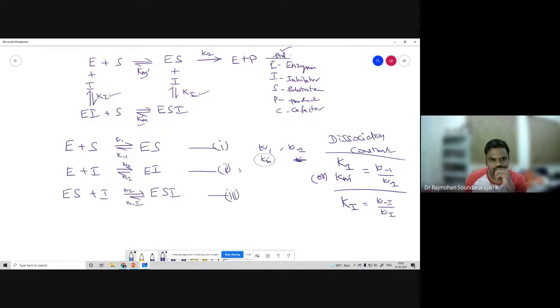Here also, EI plus S forms ESI. This is again Km dash only. Whenever substrate is involved, Km dash is given. So we will use K1 only so that we don't get confused. Okay, finally we can replace it.